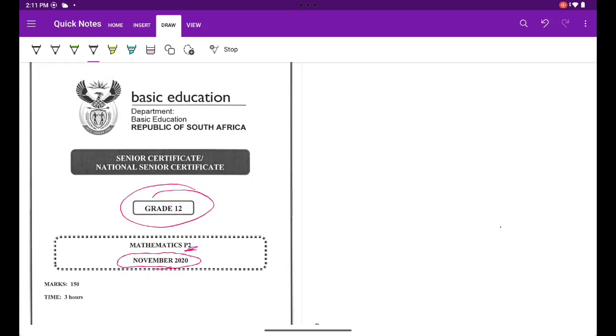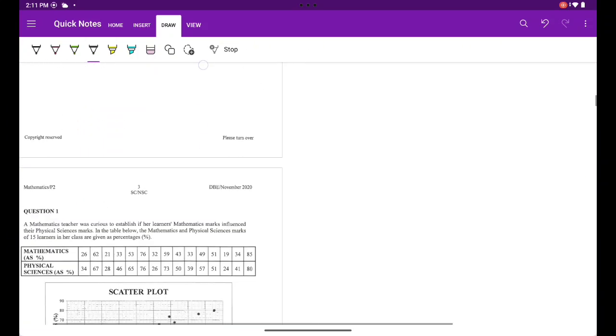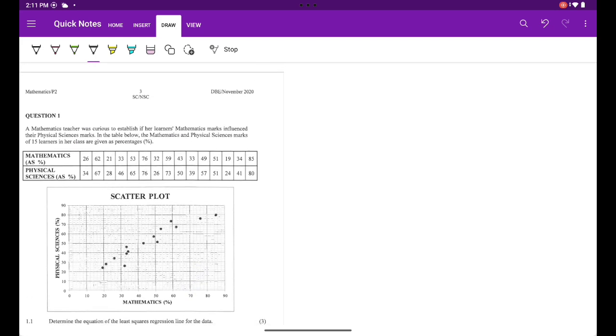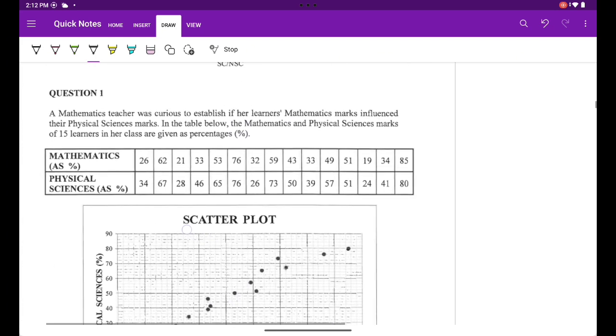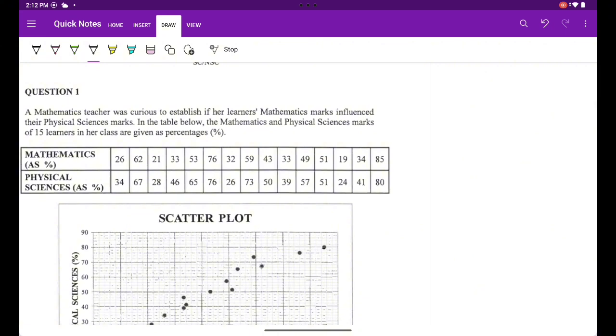We are looking at this paper. Let's go straight to question 1. Now, they're saying a mathematics teacher was curious to establish if a learner's mathematics marks influenced the physical science marks. In the table below, the mathematics and physical science marks of 15 learners in her class are given as percentages. Okay, so these are the percentages that we have.